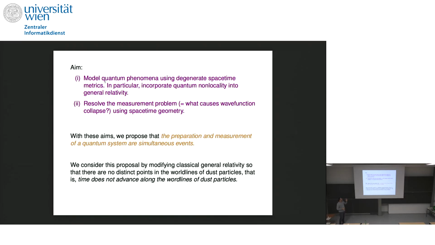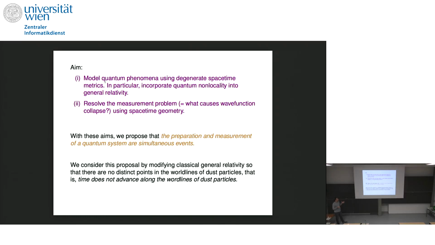Okay, so the aim is to model quantum phenomena using degenerate spacetime metrics. In particular, somehow incorporate quantum non-locality into general relativity. So this is kind of the idea. And the second thing is to resolve the measurement problem in quantum foundations, which is what causes wavefunction collapse, using spacetime geometry.